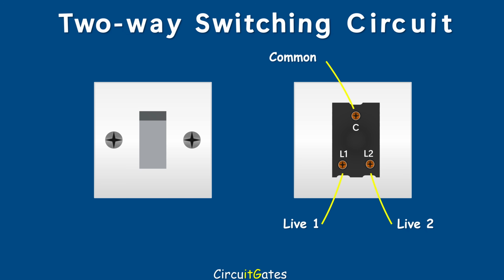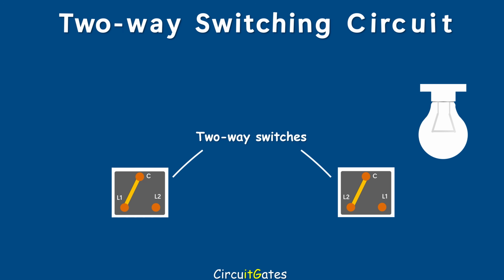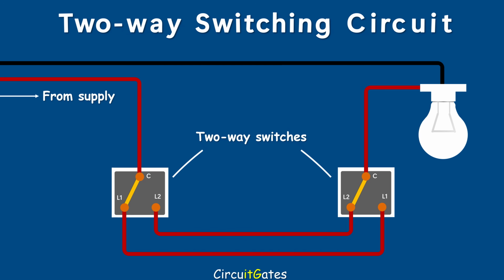To wire the two-way switching circuit, we need two two-way switches. First, connect the live wire from the supply to the common terminal of one switch. Second, connect the live wire going to the lamp to the common terminal of the other switch. Then connect the L1 terminals of the two switches together and the L2 of the two switches together. The neutral wire from the supply is connected directly to the lamp.